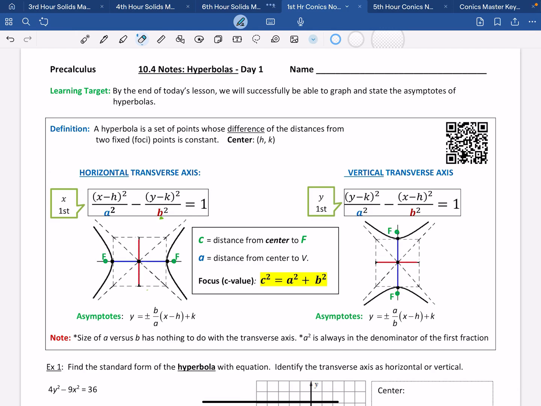Hey guys, today we're going to be talking about hyperbolas. It will be our third type of conic that we introduced on our first day. We already talked about circles, ellipses, and now we're going to be looking at what a hyperbola is.